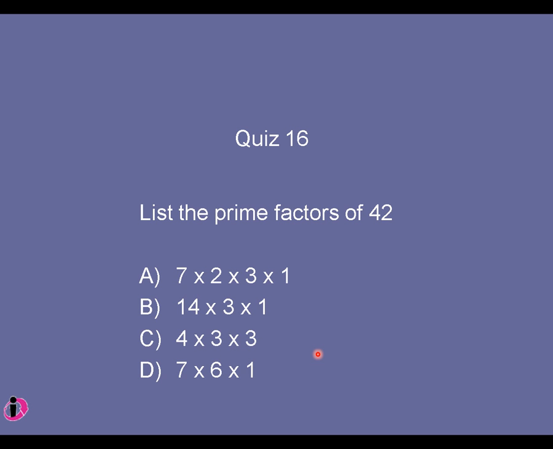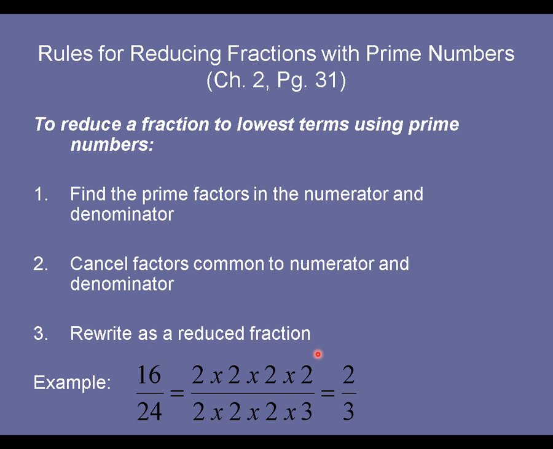Which one? First one, right? Because 7, 3 and 2, all these are primes. So the right answer is A. Okay, let's see how we can use this prime to reduce any number into lowest term.